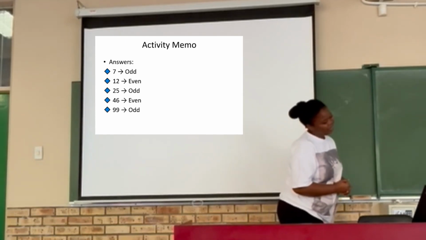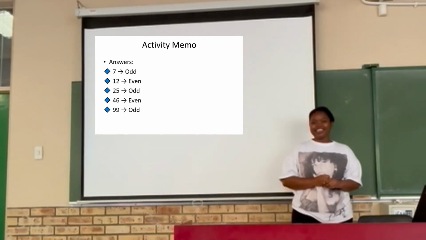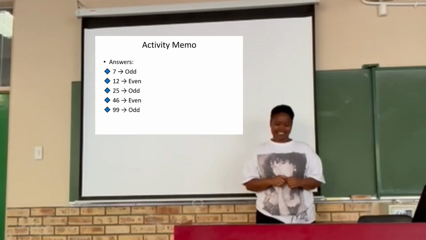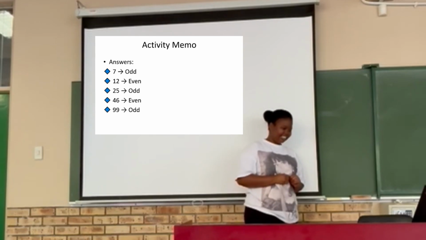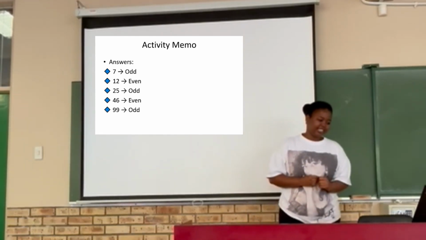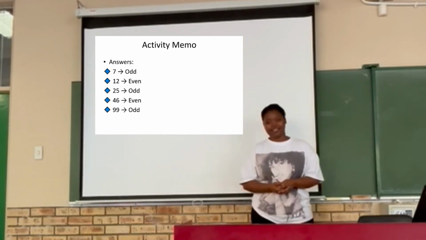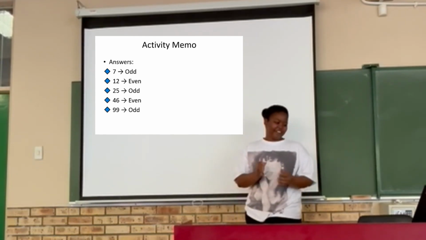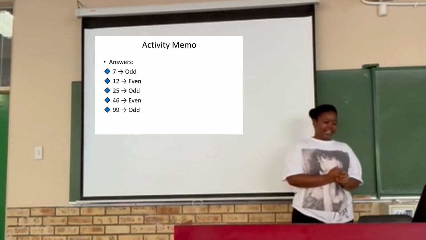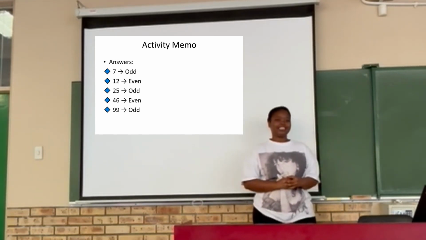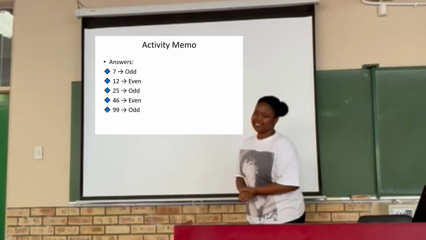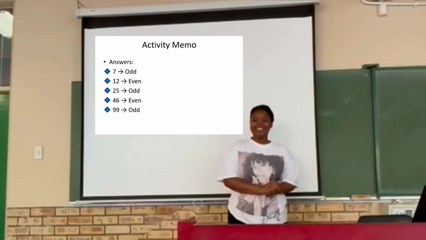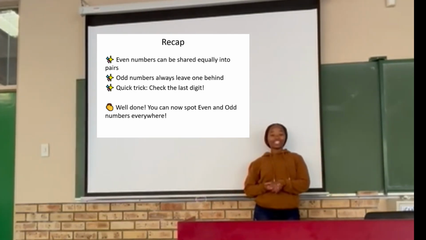Correct. And then what about 25? Is it an even or an odd number? Odd number. That's correct. And then 46, is it an even or an odd number? Ma'am, it's an even number. Correct. Lastly, 99, is it an even or an odd number? Odd. That's it. What a productive lesson, guys.